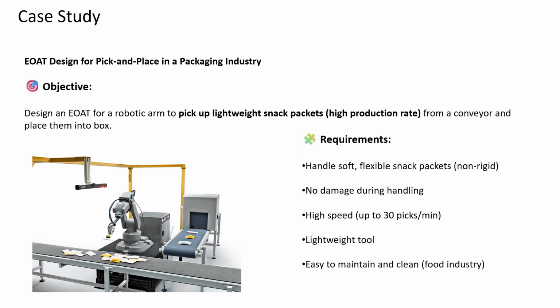What are the requirements over here? We have to handle soft and flexible snack packets, so those are non-rigid. We need to keep this in mind. We cannot apply much force on those packets, and there should not be any damage during handling at high speed. So we need to pick 30 packets per minute.